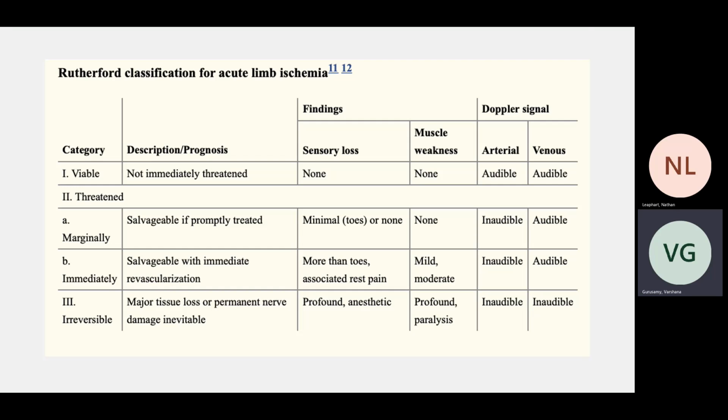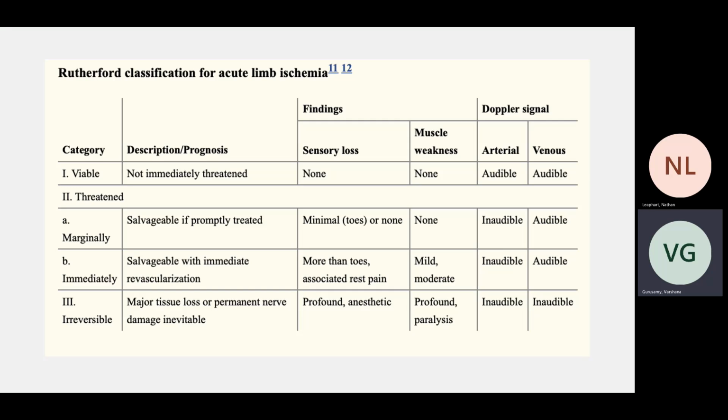Okay, so just like we had the Rutherford classification for chronic, we have it for acute. So the first stage is you have audible venous and arterial pulses. They don't have any motor or sensory loss, so none of the paresthesias or things like that. And then it progresses to minimal sensory loss, more than the toes, and then profound.